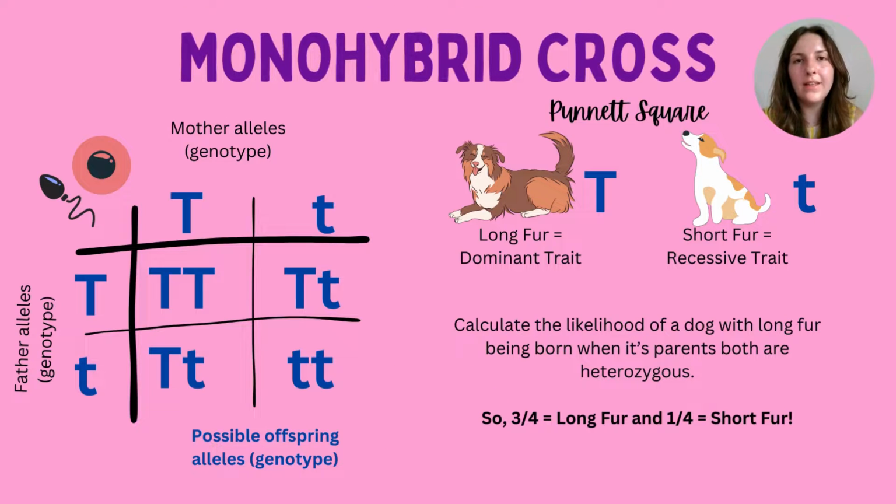So if we have a look at the Punnett square after the interpretation, you can see that 3 out of 4 of those individuals have the dominant allele. One is homozygous dominant, and the other 2 are heterozygous. However, they all have that dominant allele, and therefore they would all have long fur. There's only one of them that has both recessive alleles, and therefore they are homozygous recessive. That means 1 out of 4 offspring will have short fur.